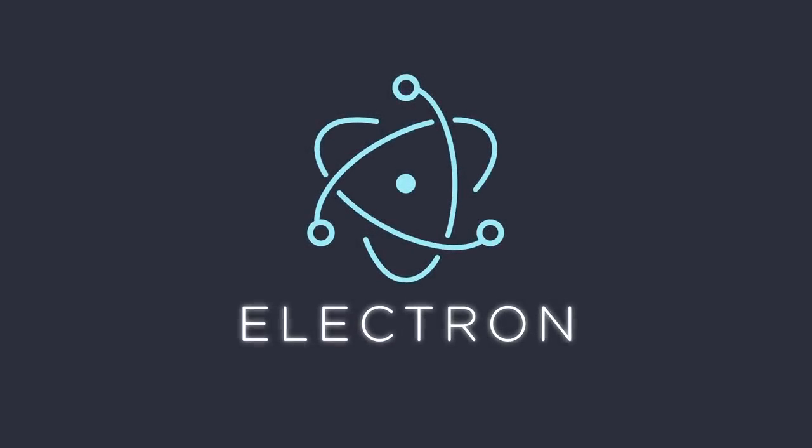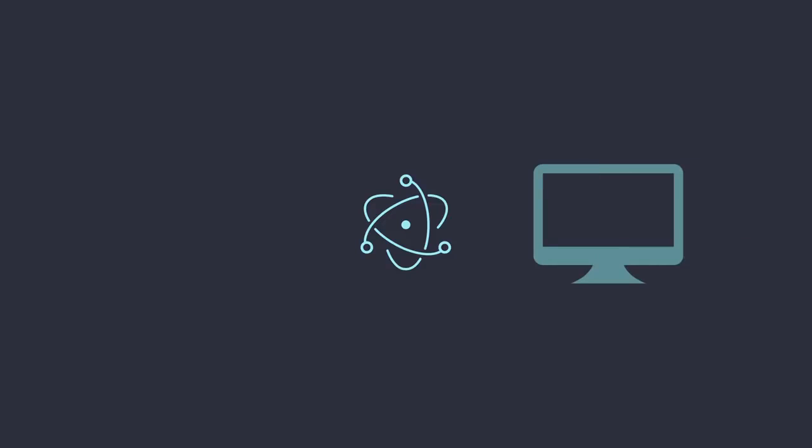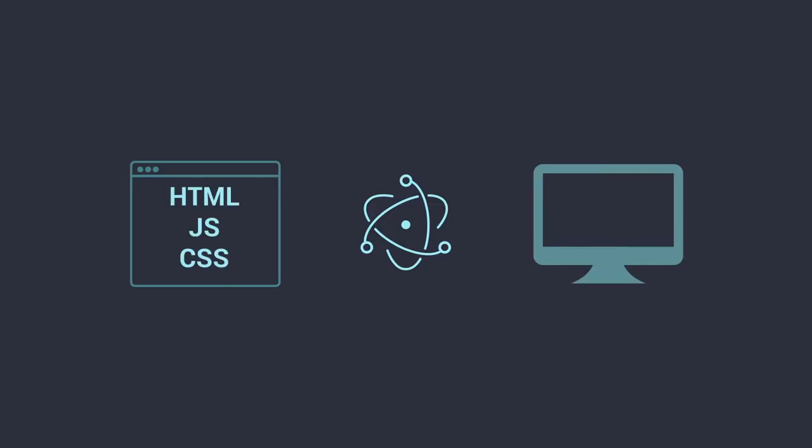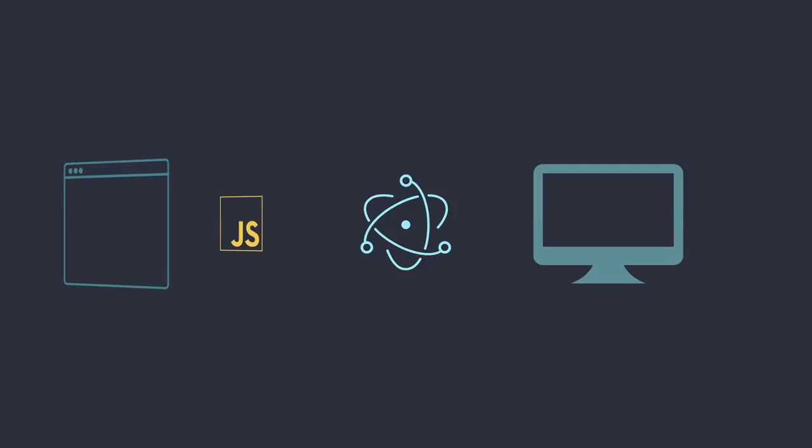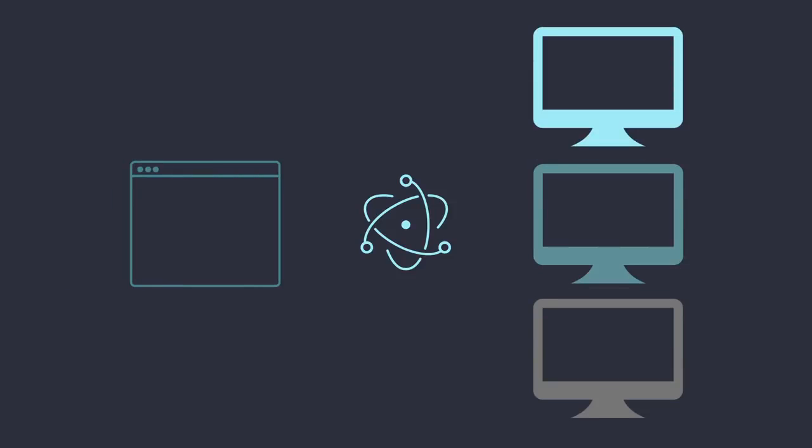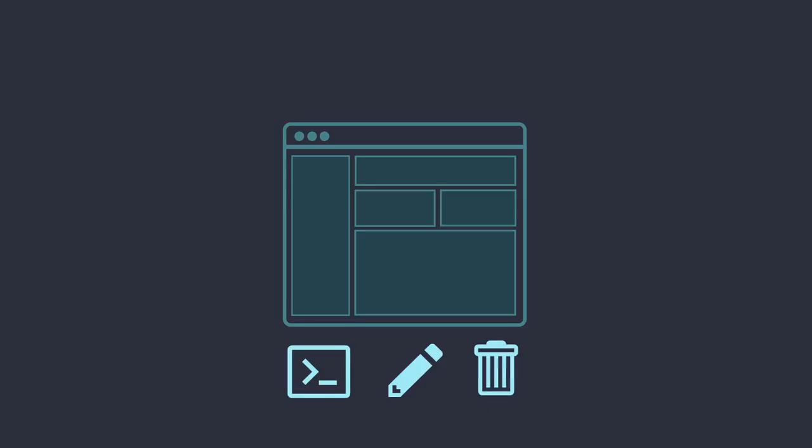Electron is a framework that lets you create cross-platform applications using HTML, JavaScript, and CSS. It does this by providing rich JavaScript APIs that handle the particulars of talking to different operating systems. It also uses web pages for creating user interfaces. You could think of an Electron app as kind of a minimal web browser with the ability to interact with the local file system. And this web browser is part of your application's packaging.